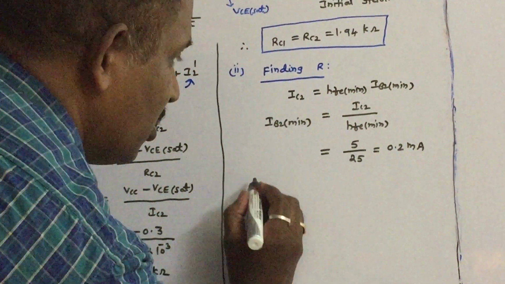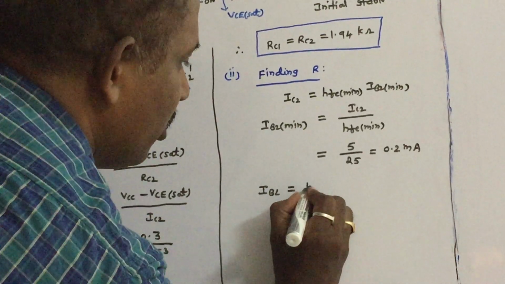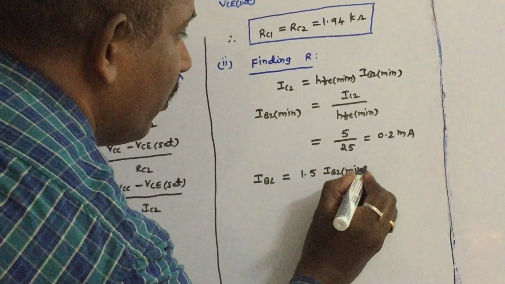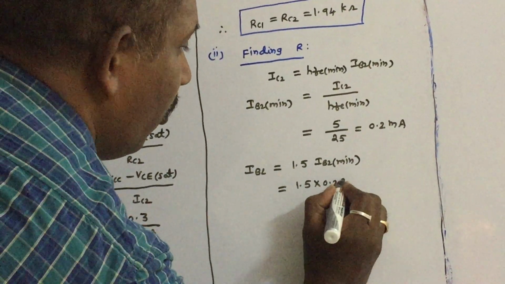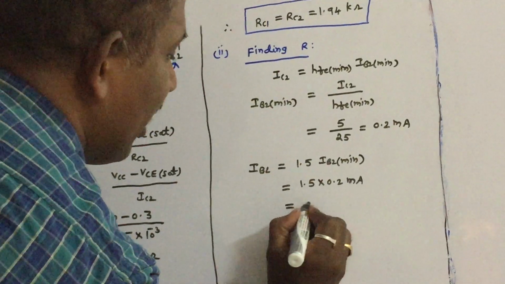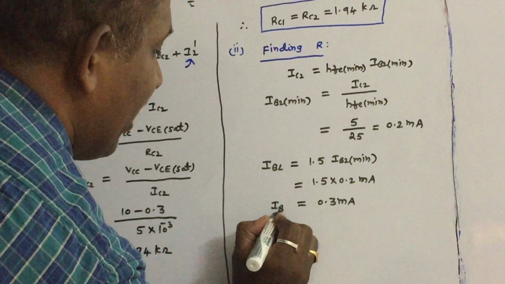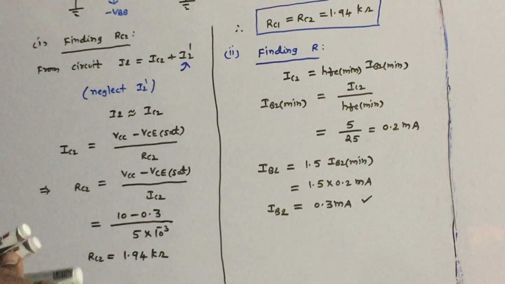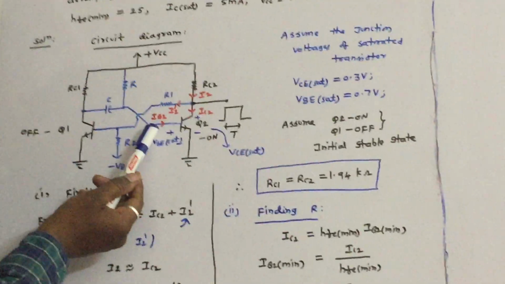So to keep the transistor Q2 in saturation condition, for problems you have to take IB2 is equal to 1.5 times IB2 minimum. So that means 1.5 into 0.2 milliamperes, so it will come out at 0.3 milliamperes. So first you have to find out IB2 from IC in these problems. Once you find IB2, what is the IB2 formula?